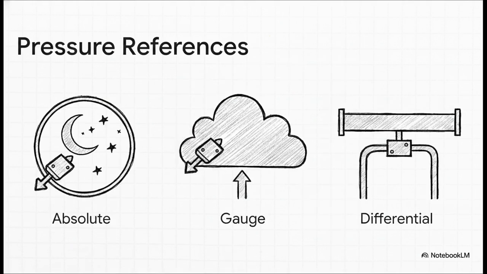All right, so let's explore the 3 critical references every process engineer absolutely needs to know to avoid those invisible landmines. Here is the golden rule. Pressure is never measured in isolation. It always, and I mean always, needs a reference point to compare against. Out in the field, the big 3 you're going to encounter are absolute, gauge, and differential.